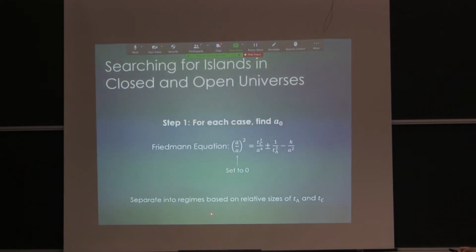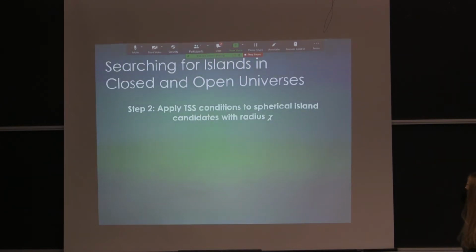Sometimes it will simplify the analysis somewhat to separate into regimes based on the relative sizes of T lambda and Tc. T lambda and Tc have physical interpretations as the timescales at which lambda starts to dominate for T lambda and curvature starts to dominate for Tc. And so sometimes it just simplifies the expression for A0 if you look at different regimes. Then, having found that A0, we can stick it into the time-symmetric slice versions of the conditions and consider a spherical island candidate with radius chi and check to see where the conditions can all be simultaneously satisfied.